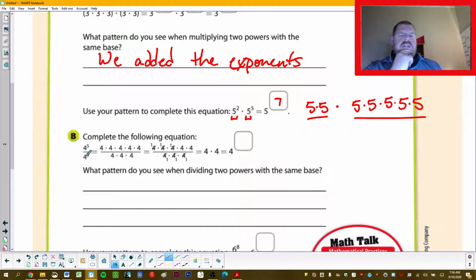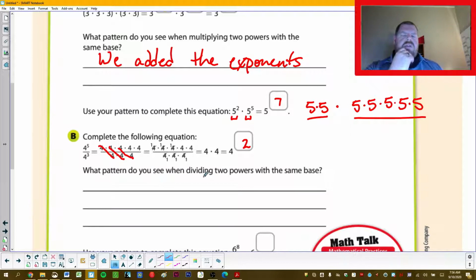For this one, we're looking at some division. So I have 4 to the 5th divided by 4 to the 3rd. So what happens when I have that? Well, they kind of do that thought process for us. They write out our 5 4s and our 3 4s, and then we do some cross cancellation, right? I can cancel these two and these two and these two. And that leaves me with 4 times 4, which is 4 to the 2nd power.